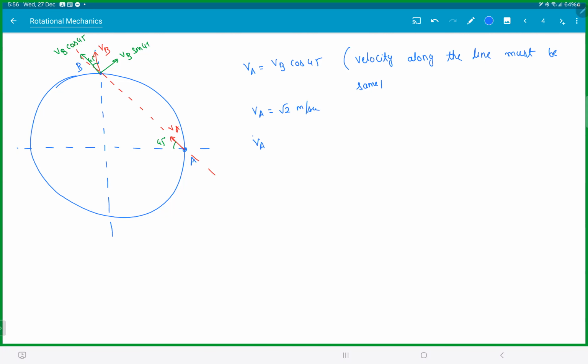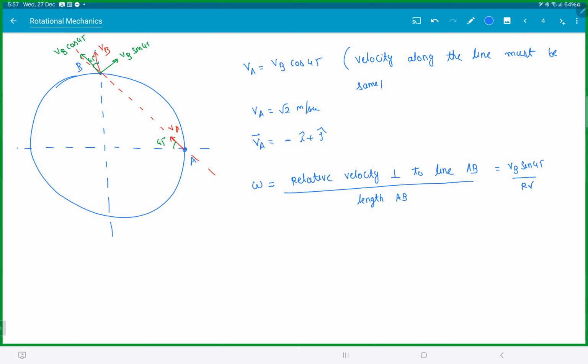In vector form, VA bar will be minus root 2 cos 45 I cap plus J cap. And what about omega? Omega, if you remember, also comes from circular motion. The relative velocity perpendicular to line AB divided by the length AB. So here in this case, A has no component, so this will be VB sine 45 by distance, which is R root 2. So omega will be 2 by root 2 by radius, which is 1 by root 2, that is 1 radian per second.